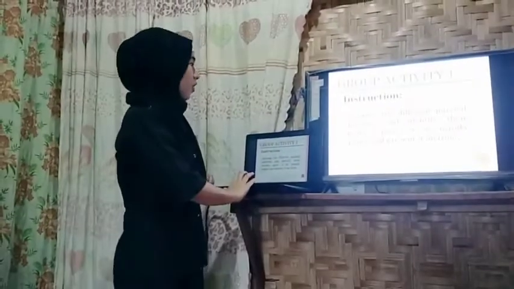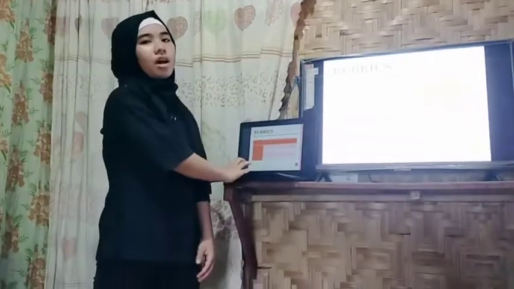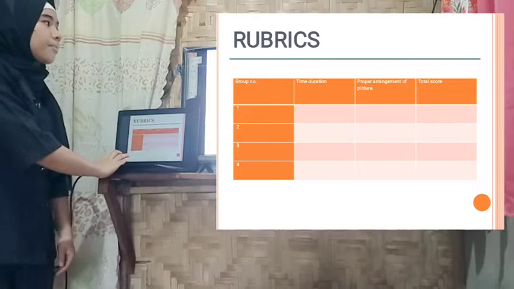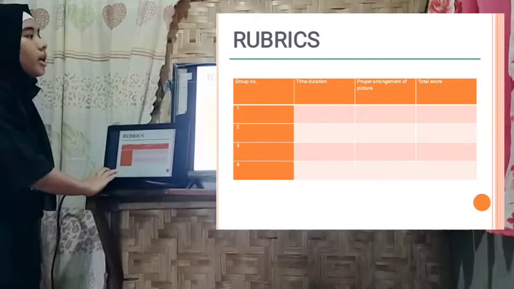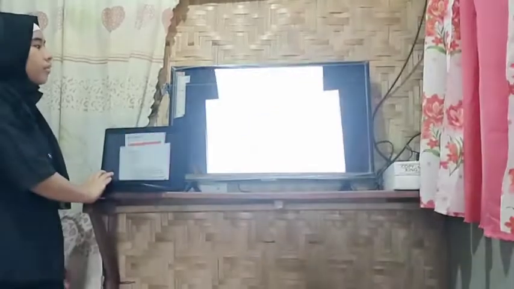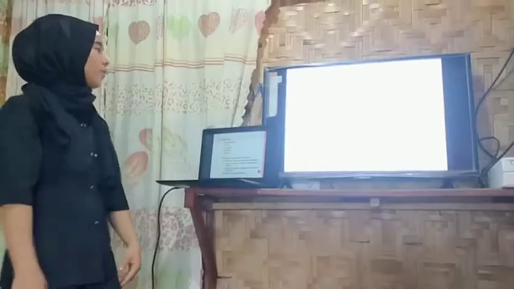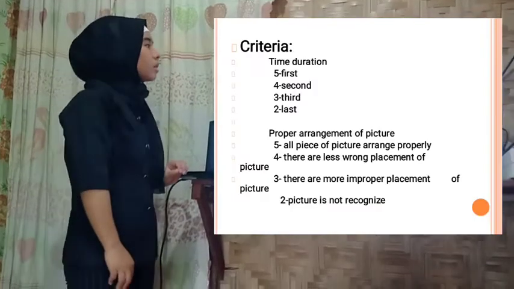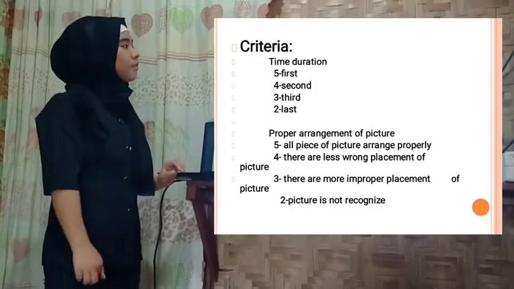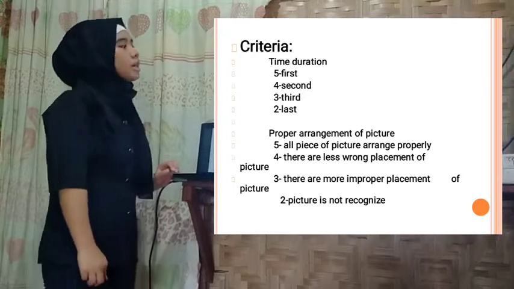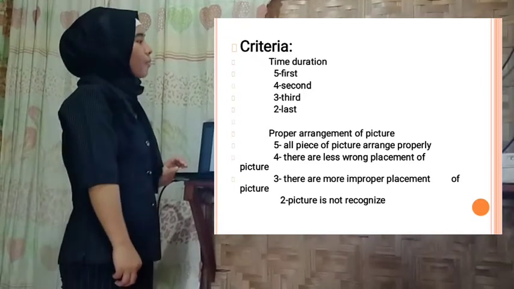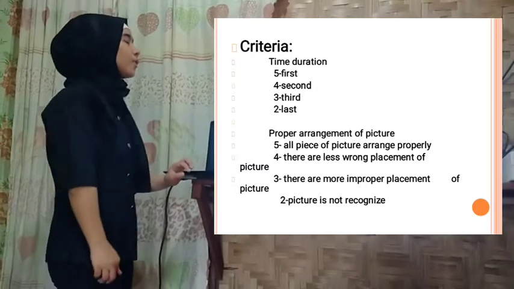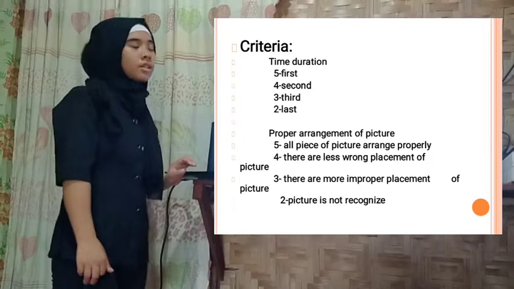So, for doing your activity, here's our rubrics. We have time duration, proper arrangement of picture, and the total score. Okay, class, for doing your activity, here's our criteria. The first group will be given 5 points. Then the second is 4 points. Then 3 points for the third group. And for the last group is only 2 points.